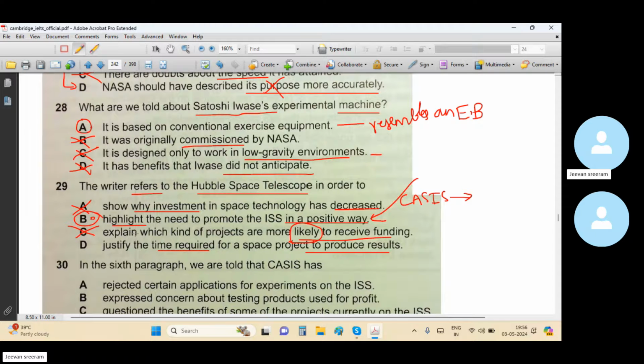So why are A, C and D wrong? A is incorrect, as there is no direct connection made between investment trends and the discussion of Hubble, right? C is incorrect because the passage does not discuss funding probabilities for different types of projects. Next, why is D wrong? D is absolutely wrong, as the paragraph we have read does not address the timelines for producing results, but focuses on the quantity of research output. D also goes out. B is the correct answer.